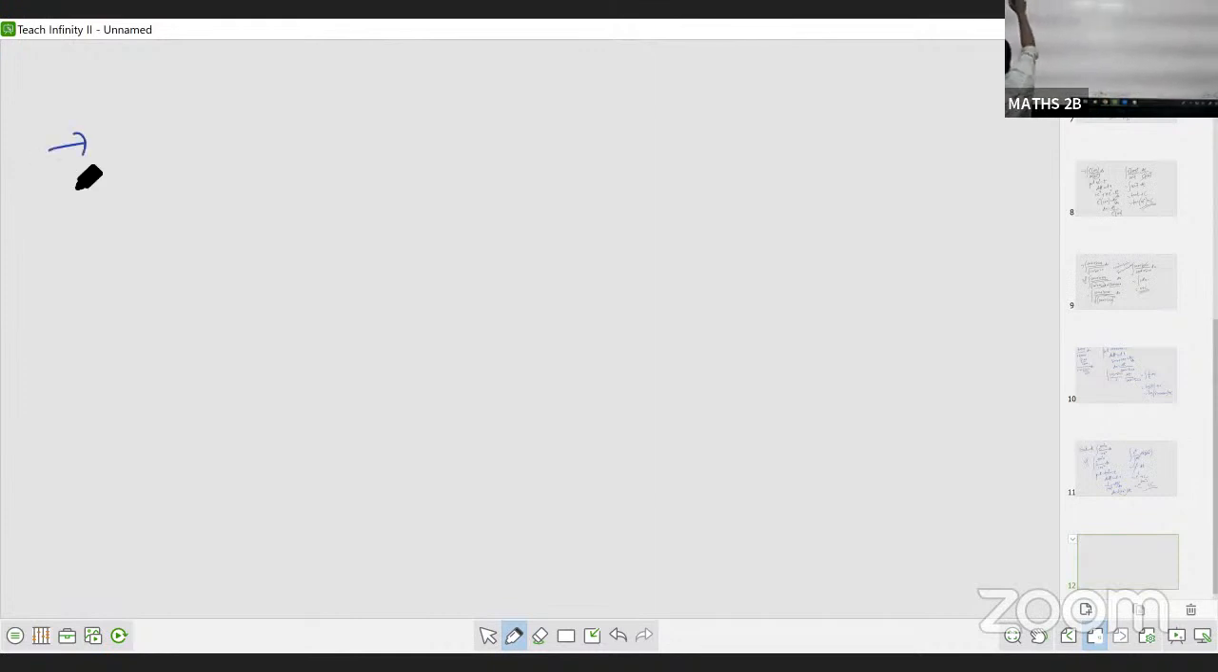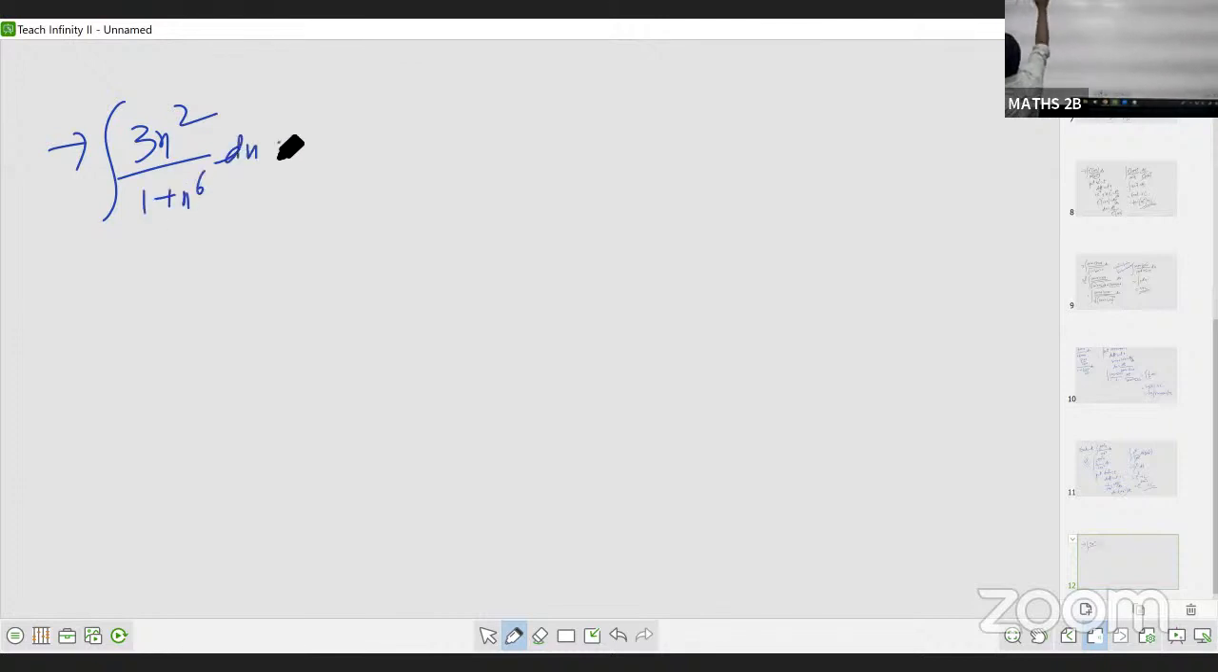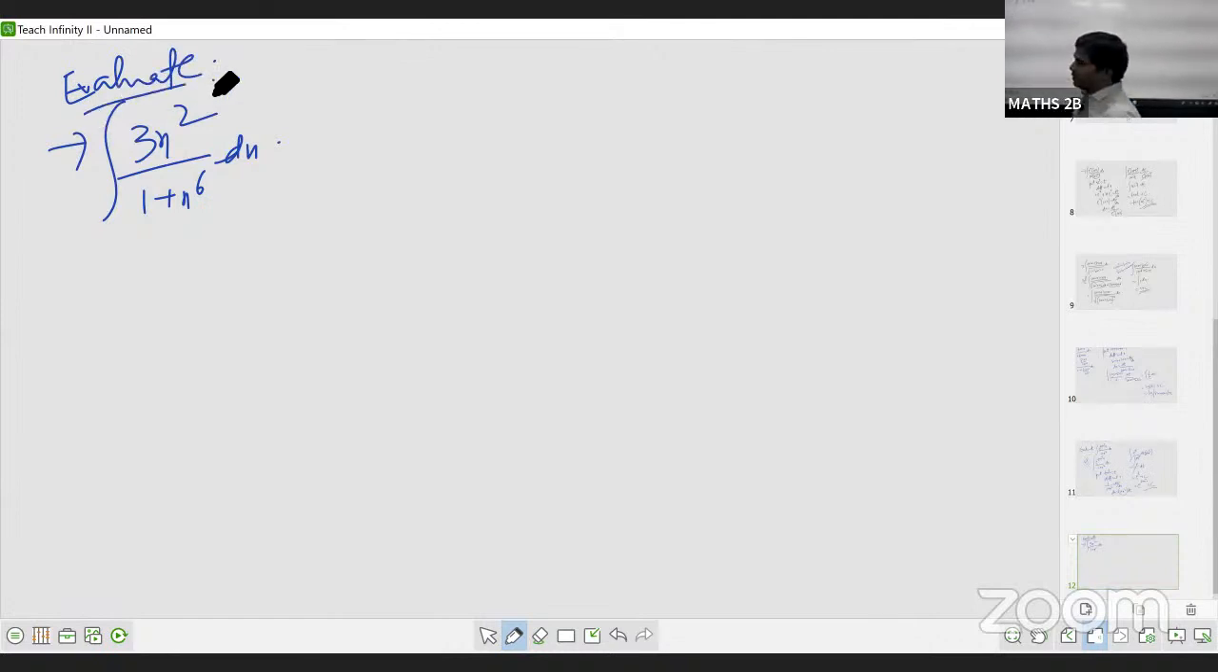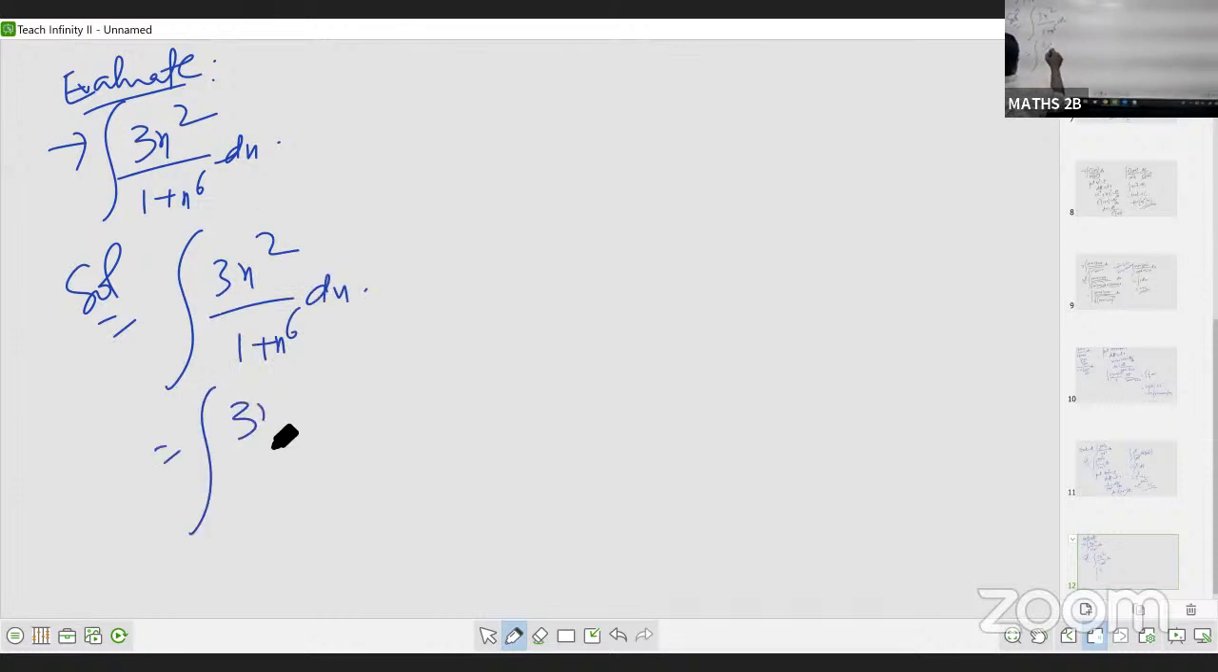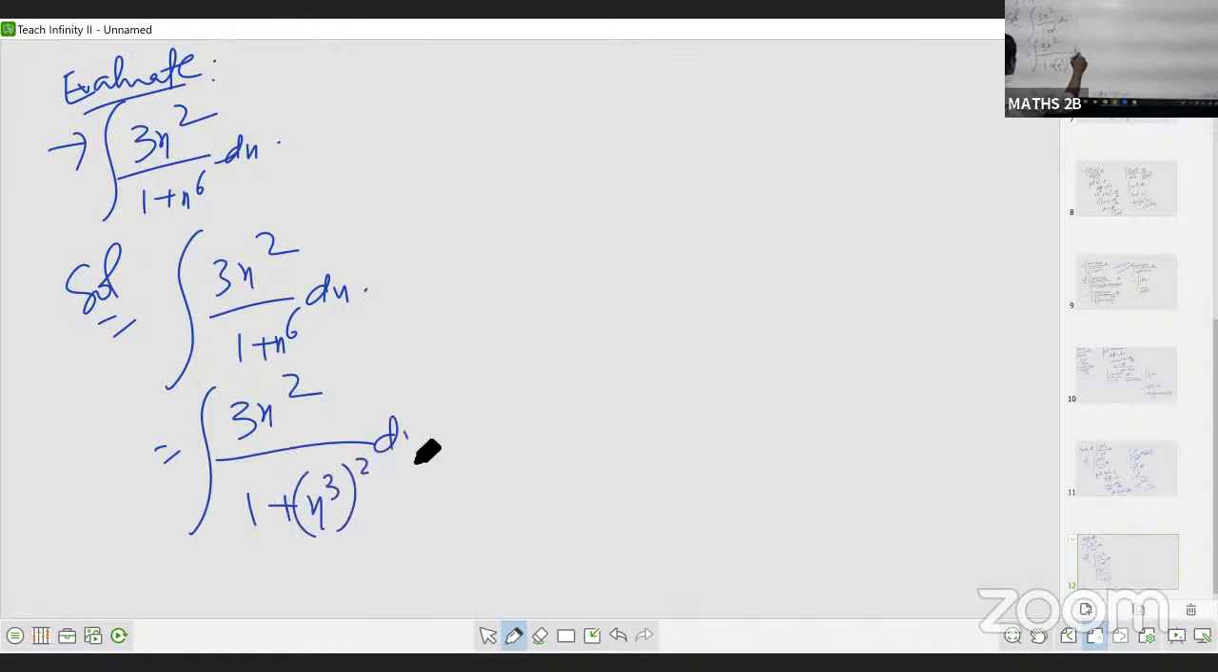Next, very important: evaluate the integration of 3x square by 1 plus x power 6 dx. See the solution. 3x square by 1 plus x power 6 dx, which is 3x square by 1 plus x cube whole square dx.